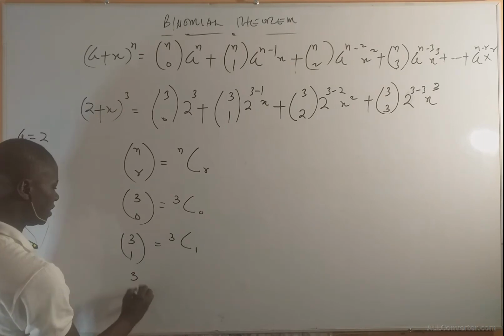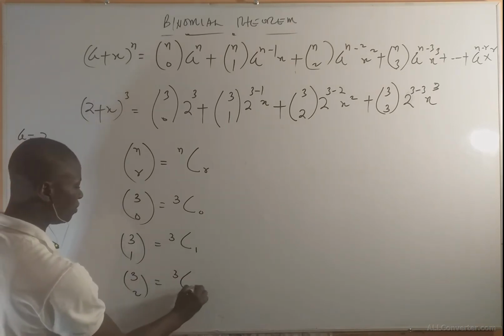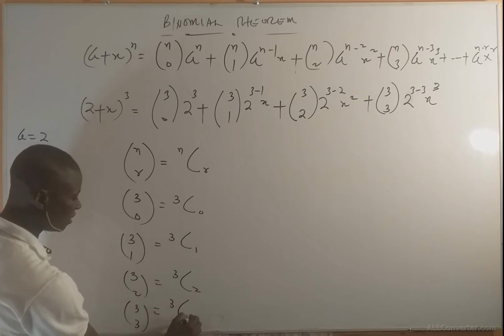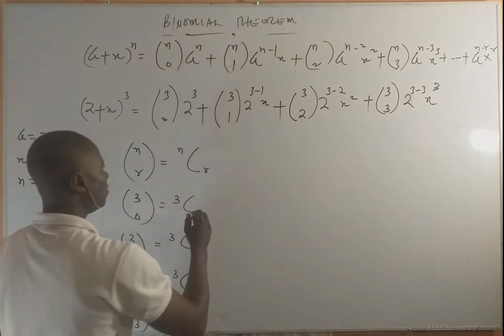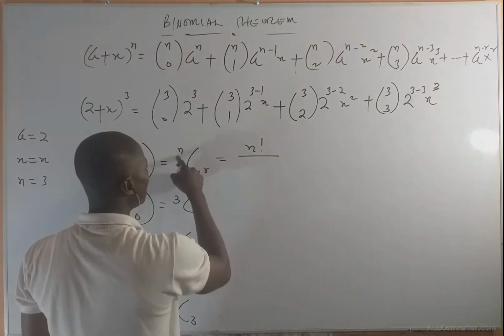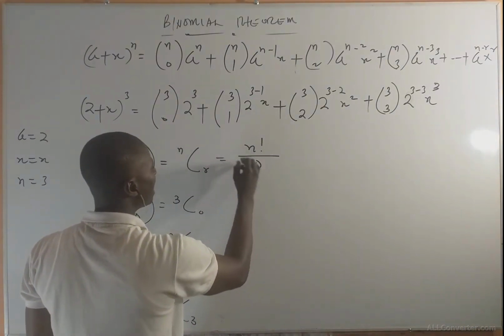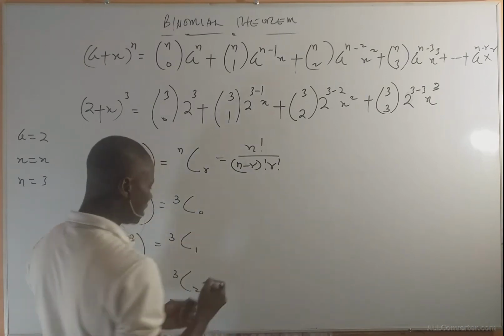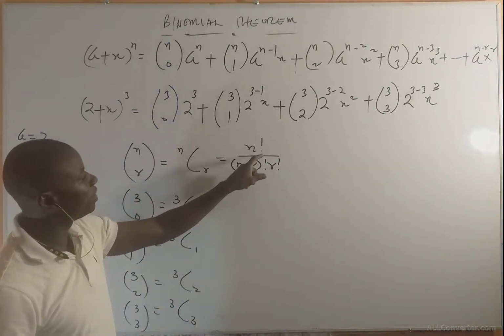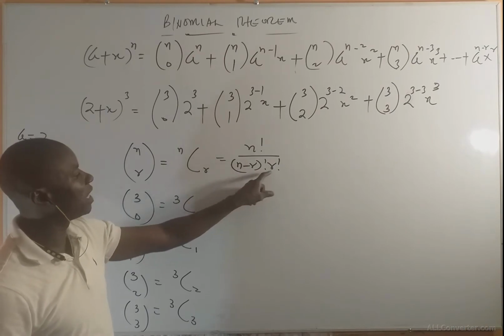When you also write 3, 2, this is the same as 3 combination 2. And when you write 3, 3, this is the same as 3 combination 3. Now, when we say n combination r, this is the same as n factorial over n minus r factorial. So n combination r is given by n factorial over n minus r factorial.